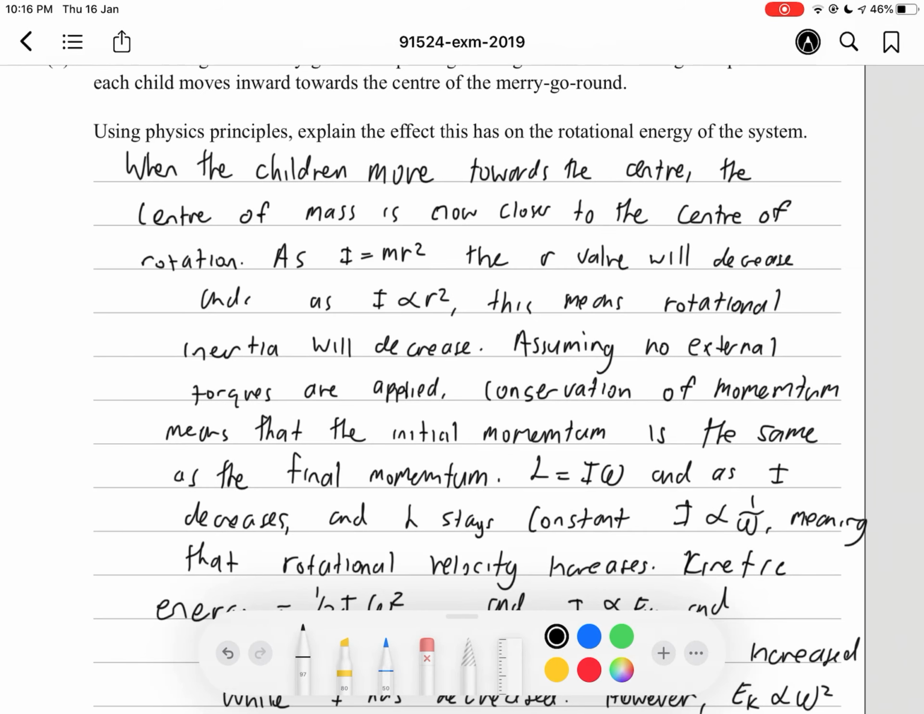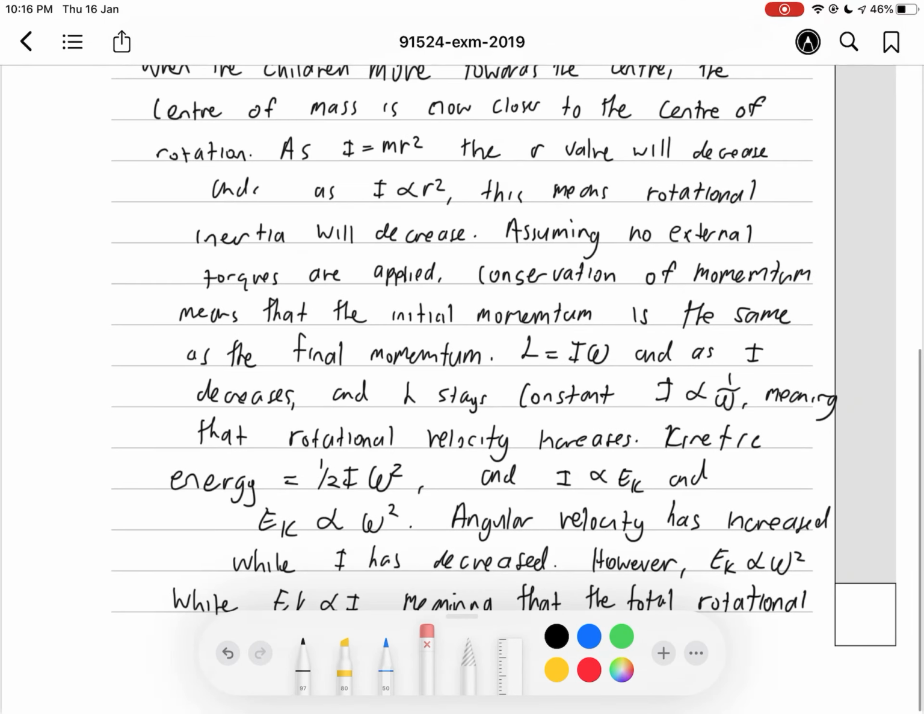Alright, so this question, sorry for the long period of silence, but basically for this question, we say when the children move towards the center, the center of mass is now closer to the center of rotation. I equals mr squared, and the r value decreases, hence the rotational inertia is going to decrease. Assuming there are no external torques, we're assuming conservation of momentum. And this means that the initial rotational momentum is the same as the final rotational momentum.